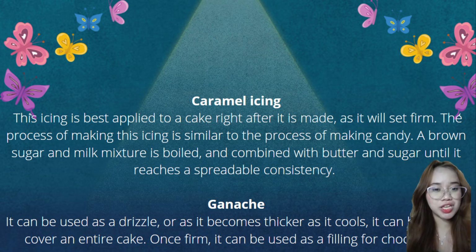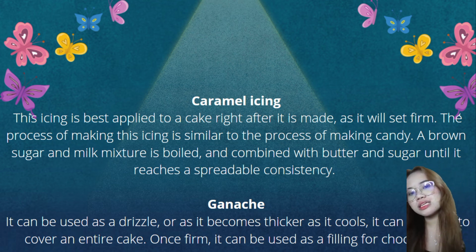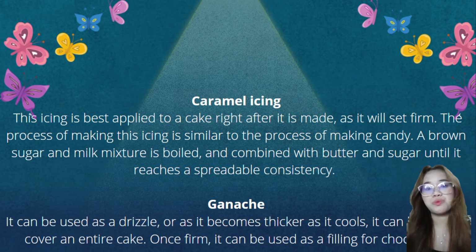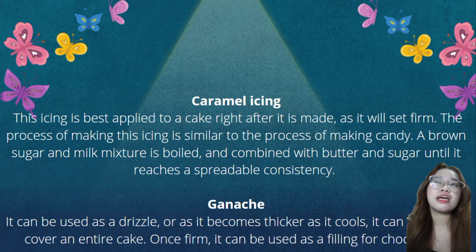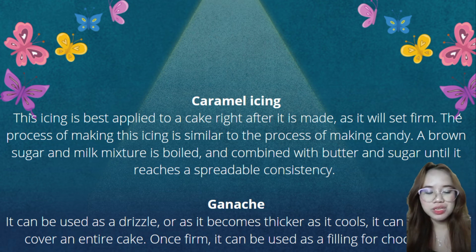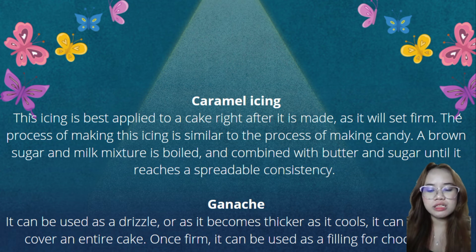Okay, next we have the ganache. So ganache, it can be used as a drizzle, or as it becomes thicker as it cools, it can be used to cover an entire cake. Once firm, it can be used as a filling for chocolates. So daghan gamit ang ganache. They can be used as pang design sa cookies, like gina-drizzle nila, like zigzag, or it can be used as imong pang cover sa entire cake, or palaman nimo siya sa chocolate cookies pati sa imong cake. Yes, so daghan gamit ang ganache, no?